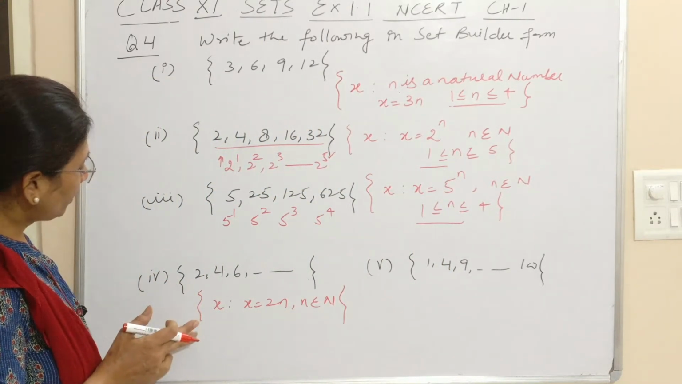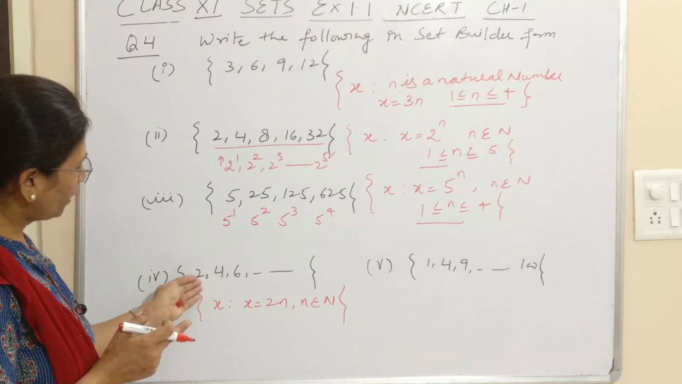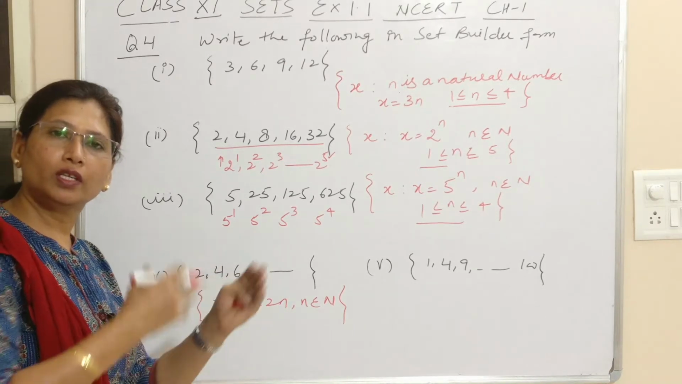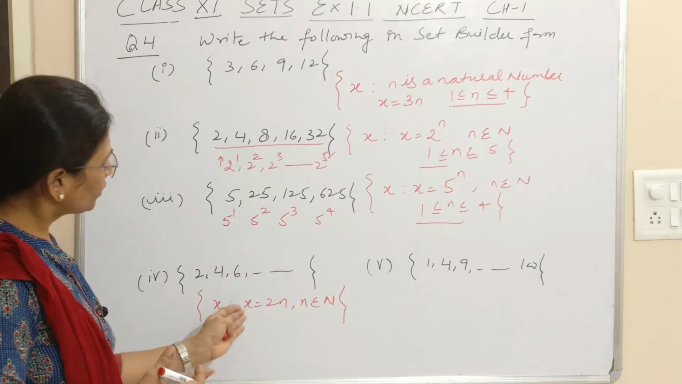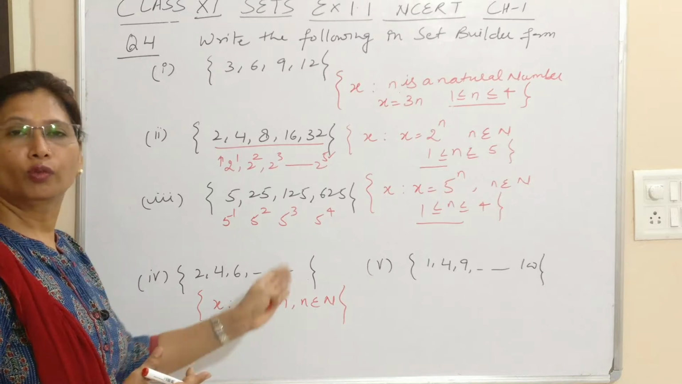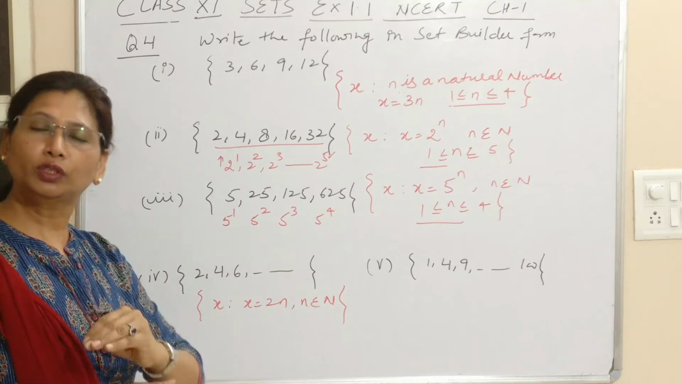So I hope this thing is clear. In fact, if you have any other pattern in this way, like 3, 6, 9 and so on, or say 5, 10, 15 and so on, we'll just write x equal to 3n, x equal to 5n, depending on the kind of question we come across.